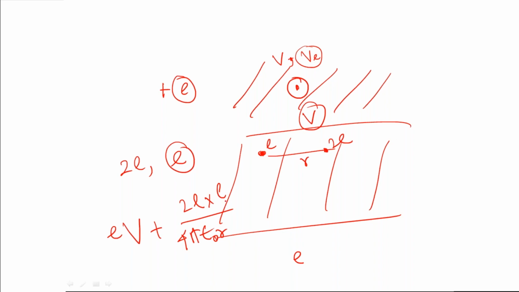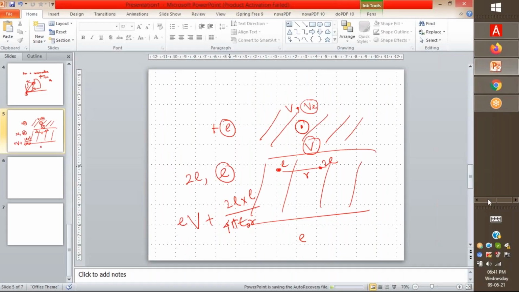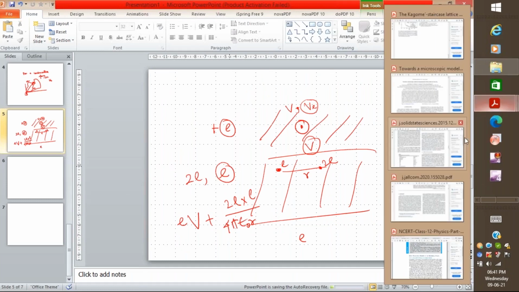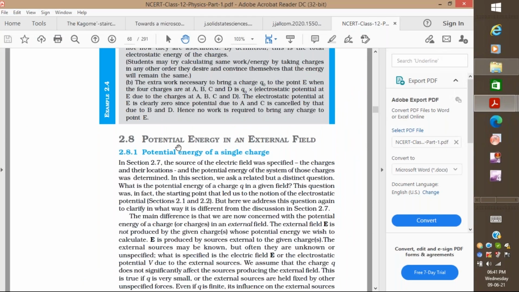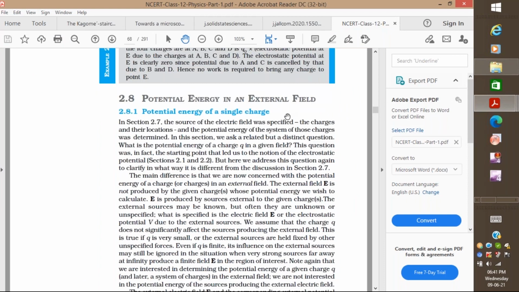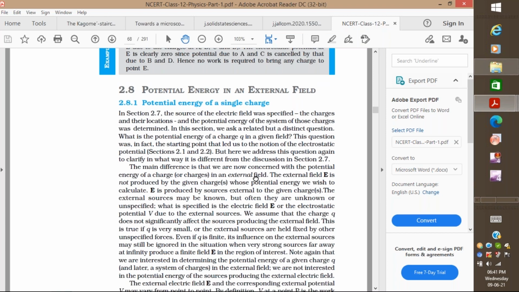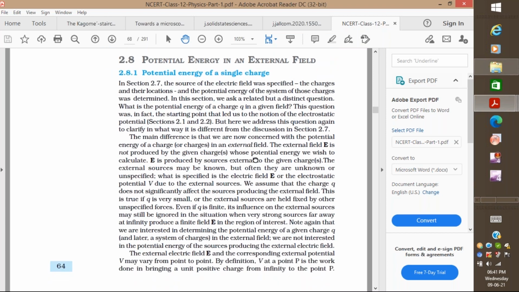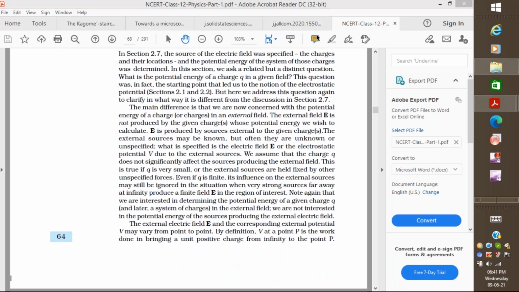See, the potential energy in an external field. For the external field, we don't need to consider what the source of the external field is, or the effect of the external source on this charge itself. If you have a single charge, you don't need to consider the effect of its own potential. When there is another charge, then you have to consider it. Look here, it is written clearly: if you have such a field, the work is stored in the form of potential energy.